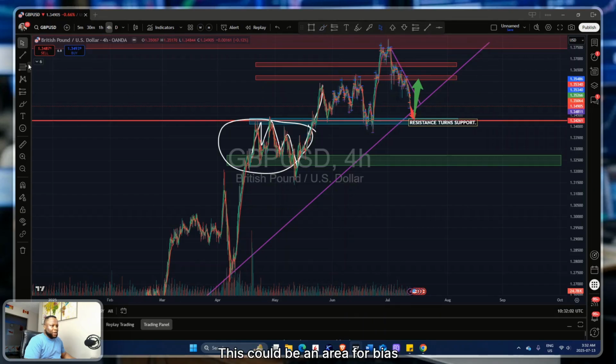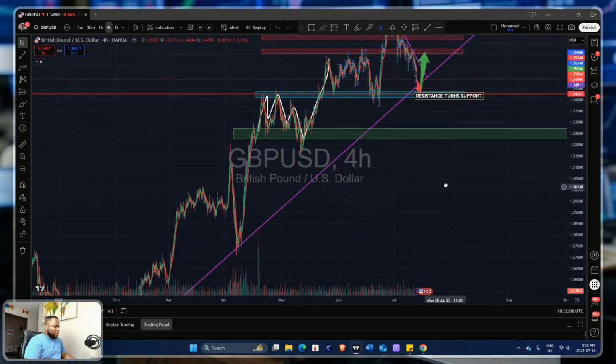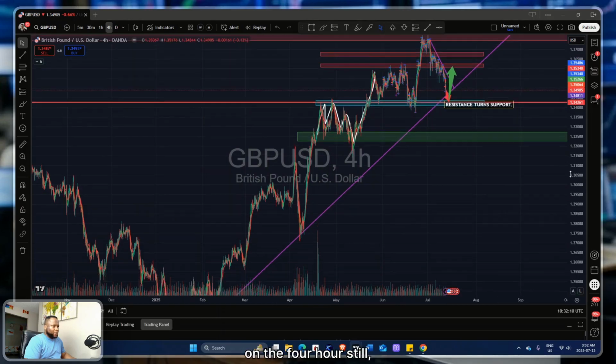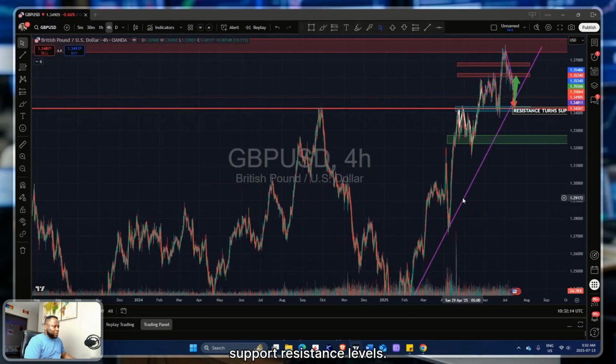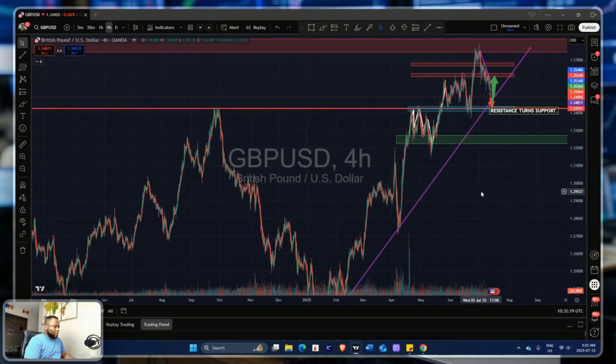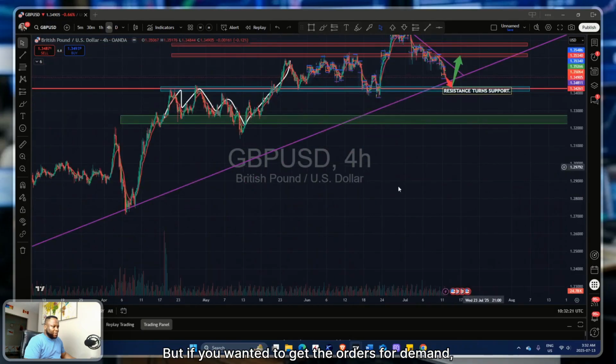This could be an area for buys because price may return there for long positions to take hold. All right. That being said, on the 4 hour, still support and resistance levels, we have another here for supports. But if you want to really get the orders for demand, then demand is right down here on this trend line.